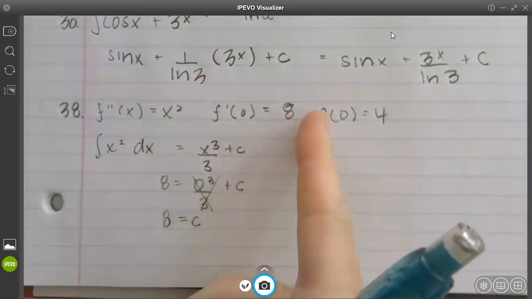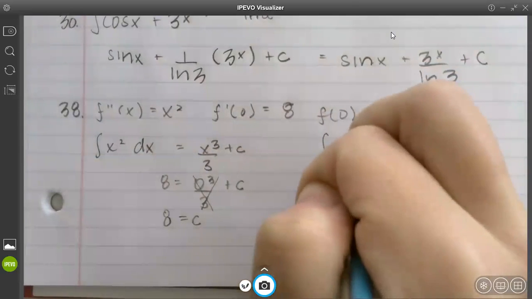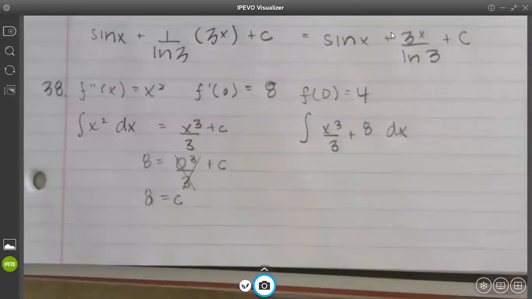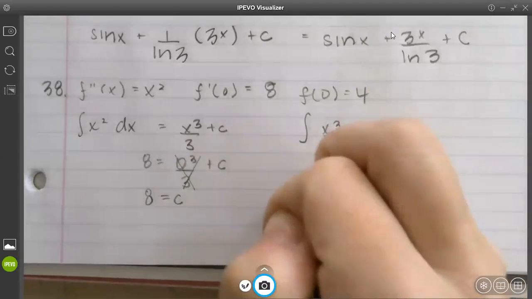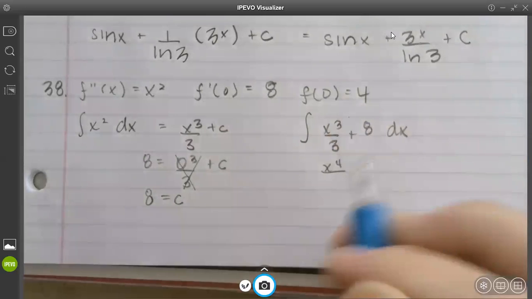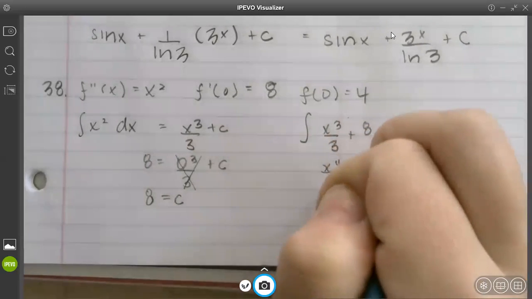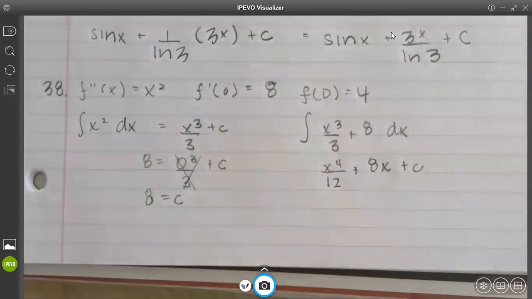And to be able to get to f of x, that's what we have to integrate again. So x to the third over 3 plus 8 dx. What is the integration of x to the third over 3? Good. One more power is 4. You put it on the bottom with a 3. 3 times 4 is 12. With the 8, you just add an x. And you put a C.